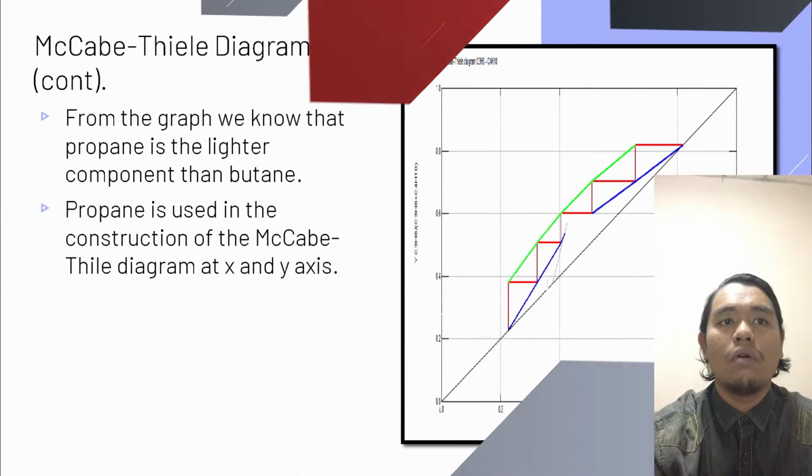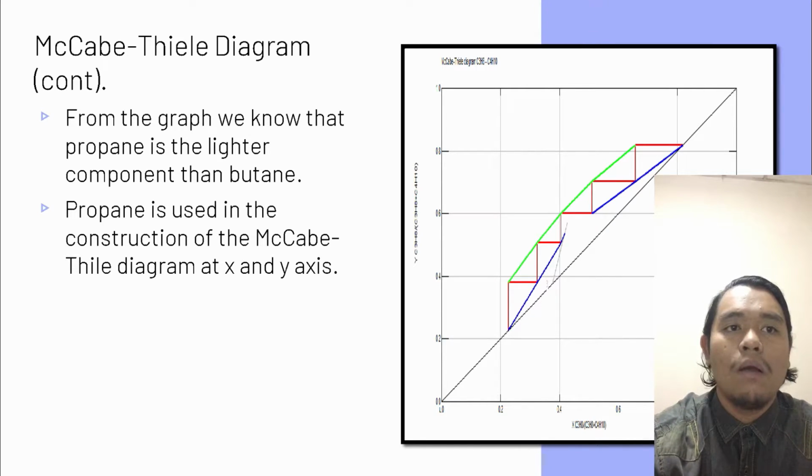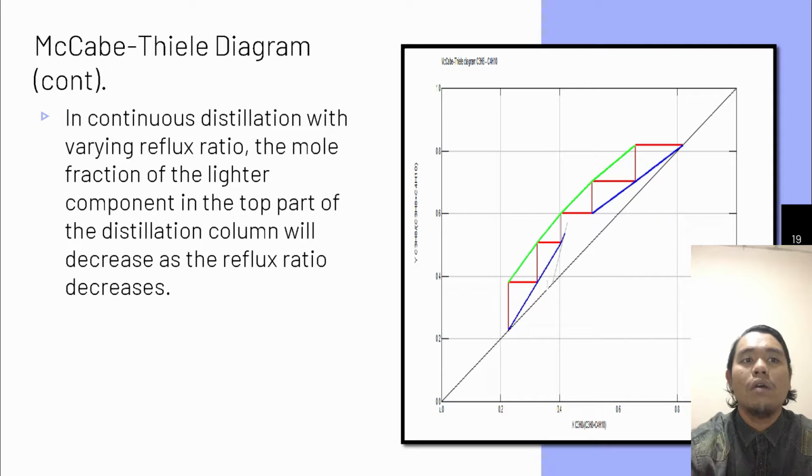From the graph, we know that propane is the lighter component than butane. Propane is used in the construction of the McCabe-Thiele diagram on the x and y axes. For continuous distillation with varying reflux ratio, the mole fraction of the lighter component in the top part of the distillation column will decrease as the reflux ratio decreases.